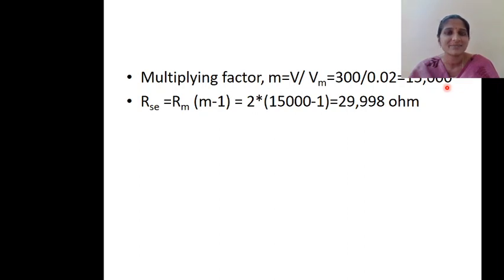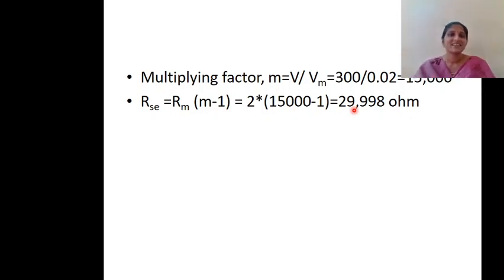RSE is nothing but Rm into m minus 1. That is equal to 2 into 15,000 minus 1, that is 29,998 ohms. Now if you observe, the resistance here is very large. As I told you, the voltmeter should have a large resistance connected in series. This is the high resistance, whereas in the case of the ammeter the resistance will be very low. You can observe the reading itself here.